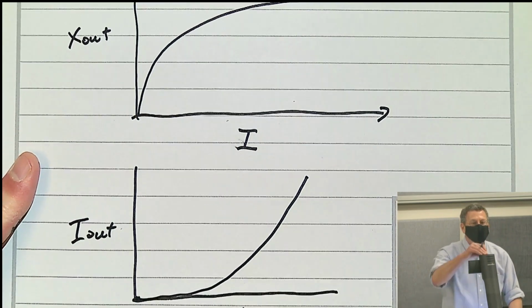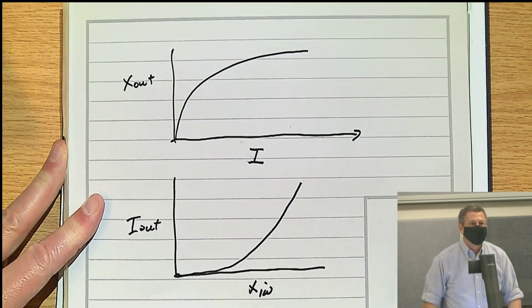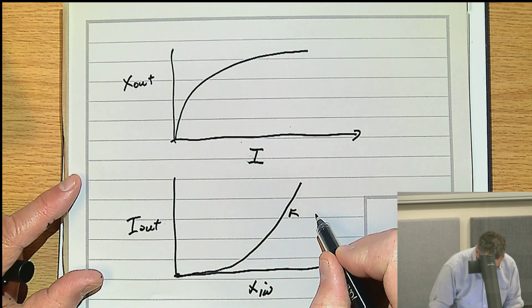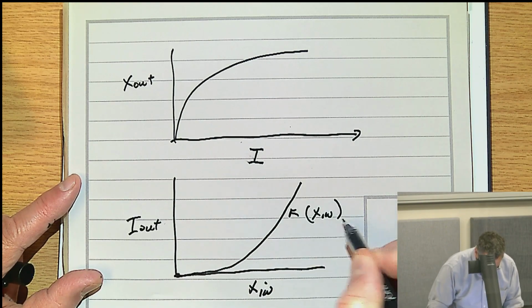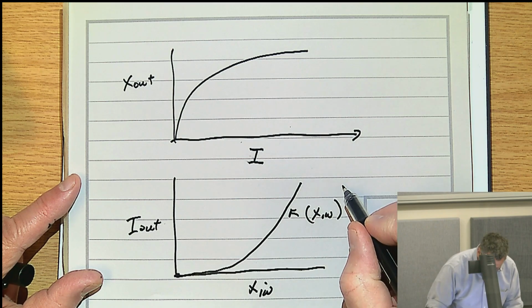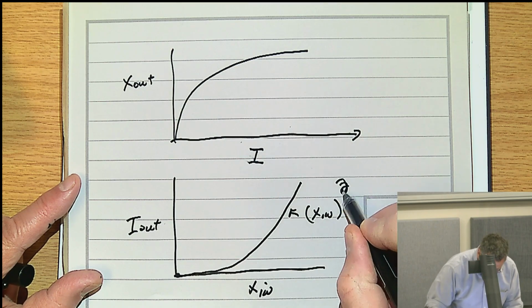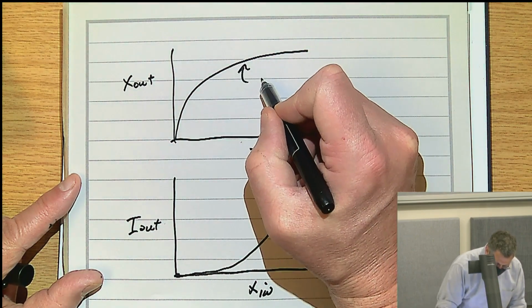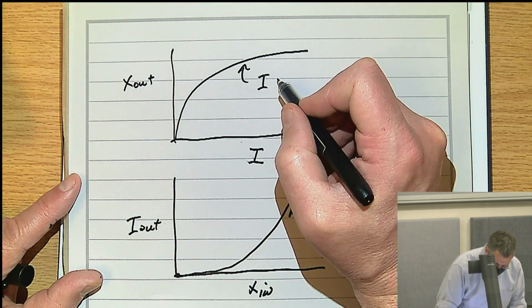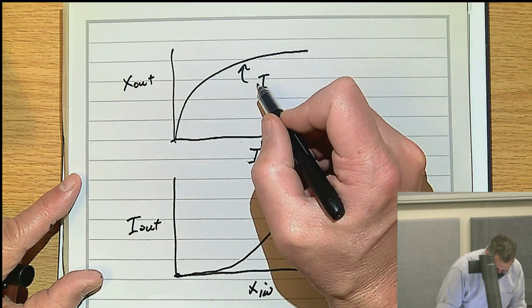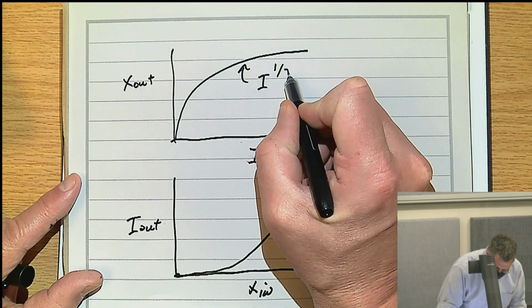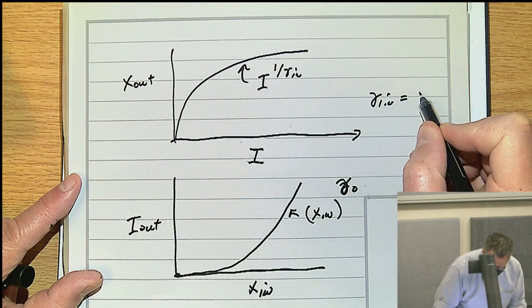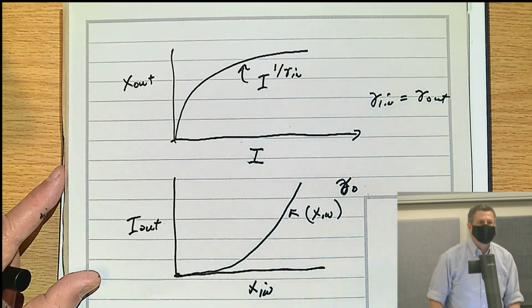Okay, and then the two compensate for each other, right? Now what will happen is, this would be x to the gamma out, and this will be I to the 1 over gamma in, and hopefully gamma in will equal gamma out. And then everything will be matched.